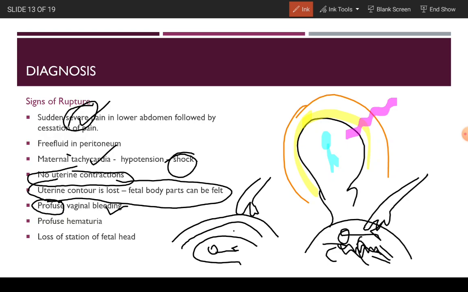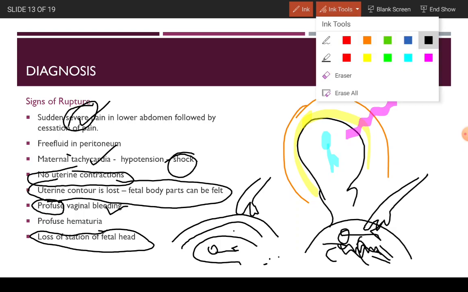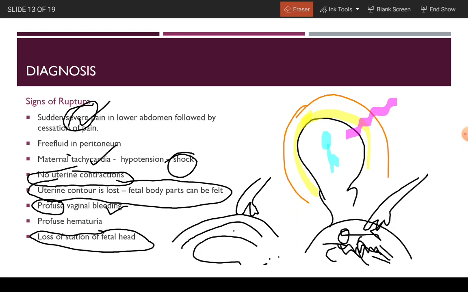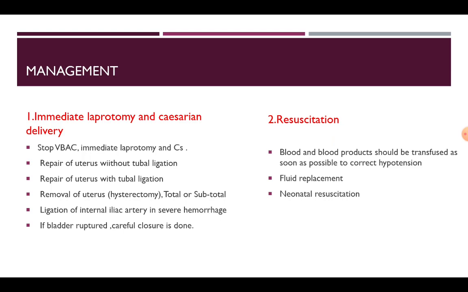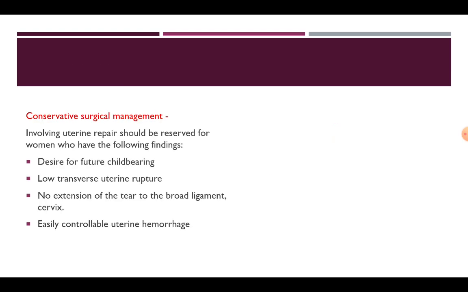Profuse hematuria. So what happens when you look into the vagina? Loss of station of the fetal head. The fetus can be lying in any way, but let us draw a cephalic presentation. When you look into the vagina, normally you can feel the fetal head. But here, there is loss of station of the fetal head. So how can you manage?